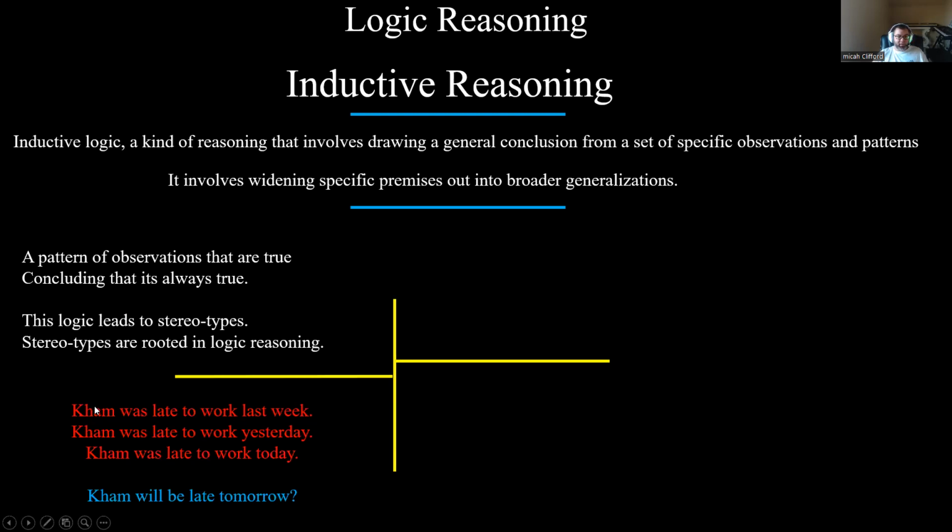So Cam was late to work last week. Cam was late to work yesterday. Cam was late to work today. With those specifics, those true observations, we can conclude Cam will be late tomorrow. That's not out of the realm of possibility, right? It's not always true, but it's logical to conclude that. There's a reason to conclude that.